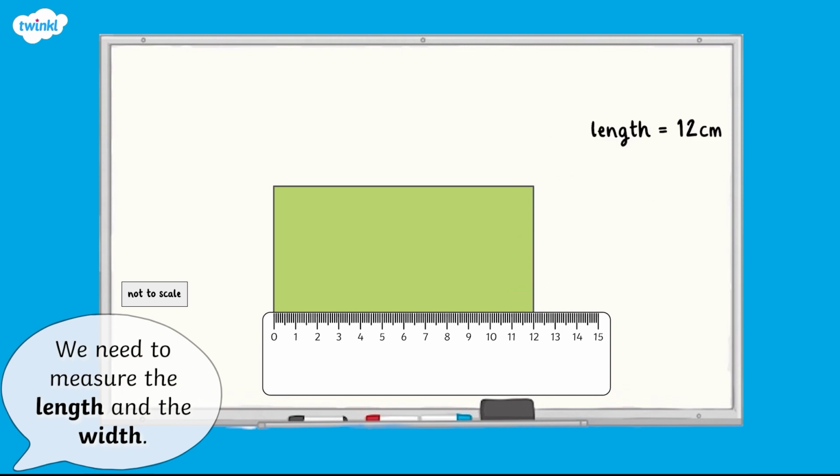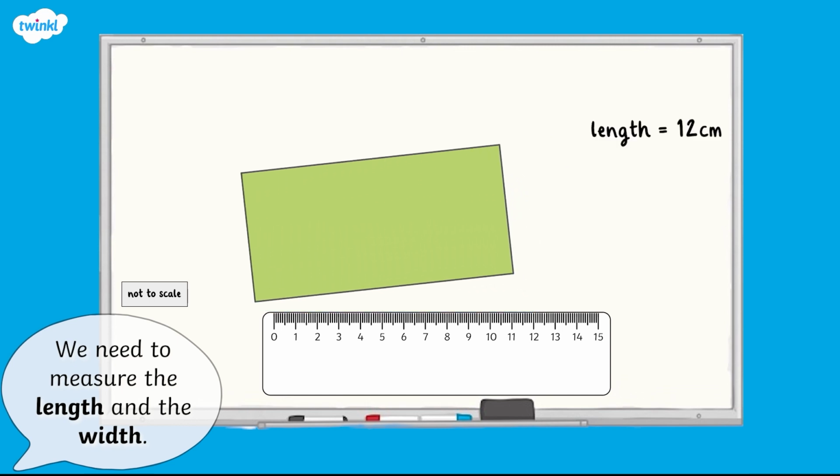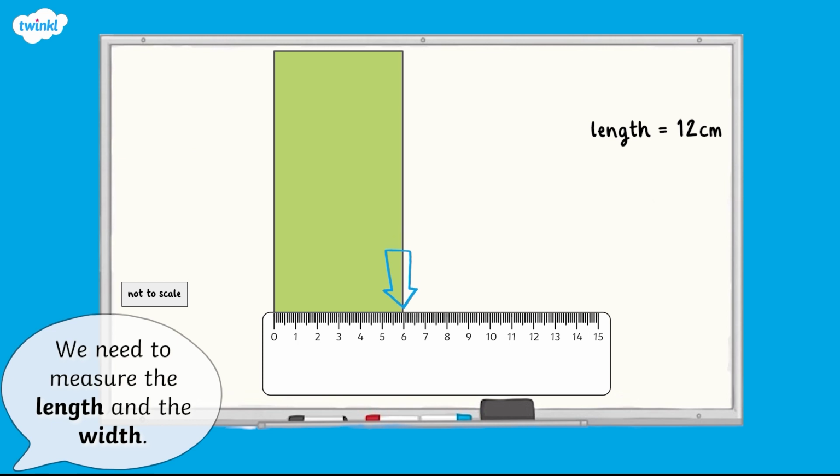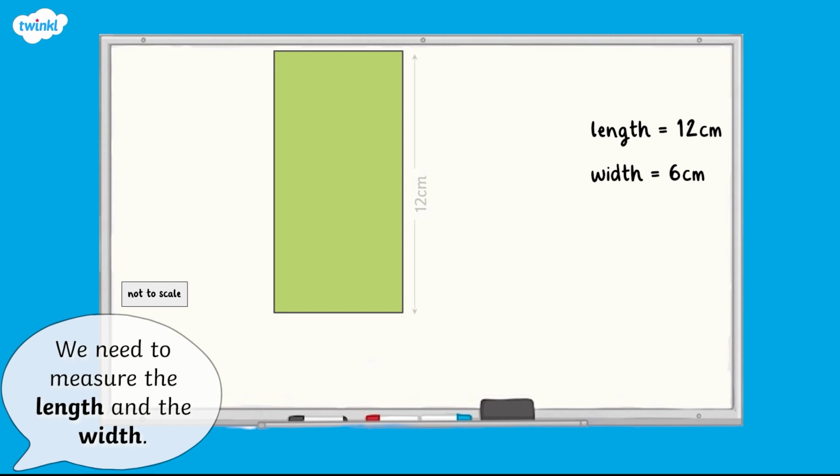Now let's measure the width. Remember, if you're measuring a line on a piece of paper, you can rotate the paper to make it easier to line up the ruler accurately. Look carefully at the ruler here and identify the width of the rectangle. The width of the rectangle is 6 centimetres. Now we know the length and the width of our rectangle, we can calculate the perimeter.